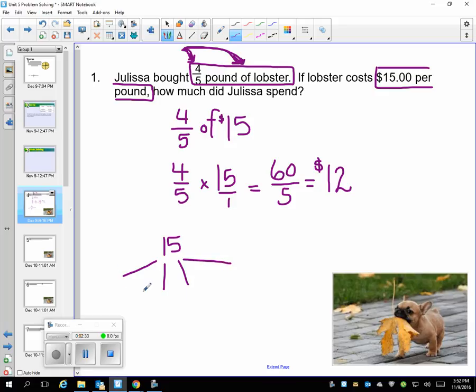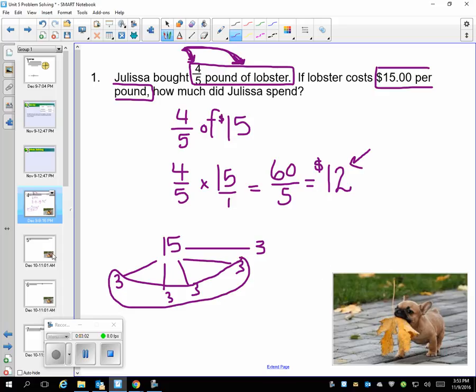So I know that I could take 15 and divide it into, I'm sorry, 5 parts. How much is going to be in each part? $3. This is just an extra visual for you. And so 1/5 of a lobster costs $3. 2/5 would cost $6. 3/5 would cost $9. And 4/5 would cost $12.